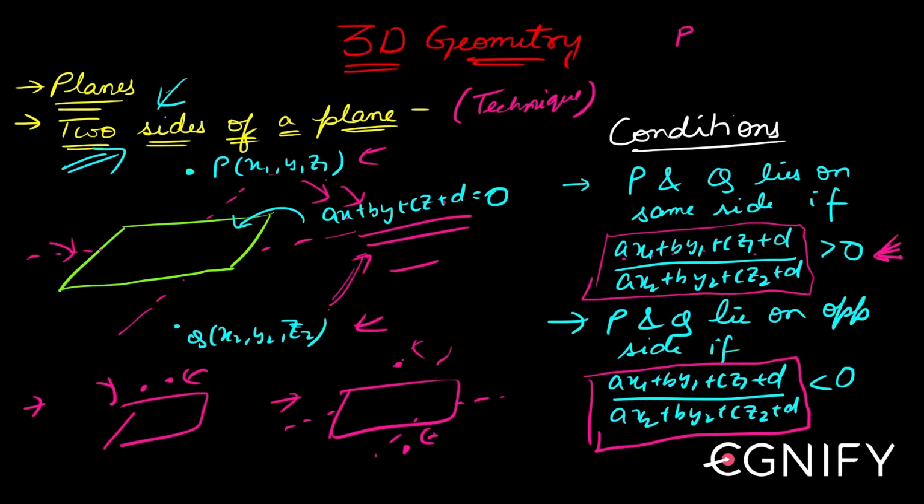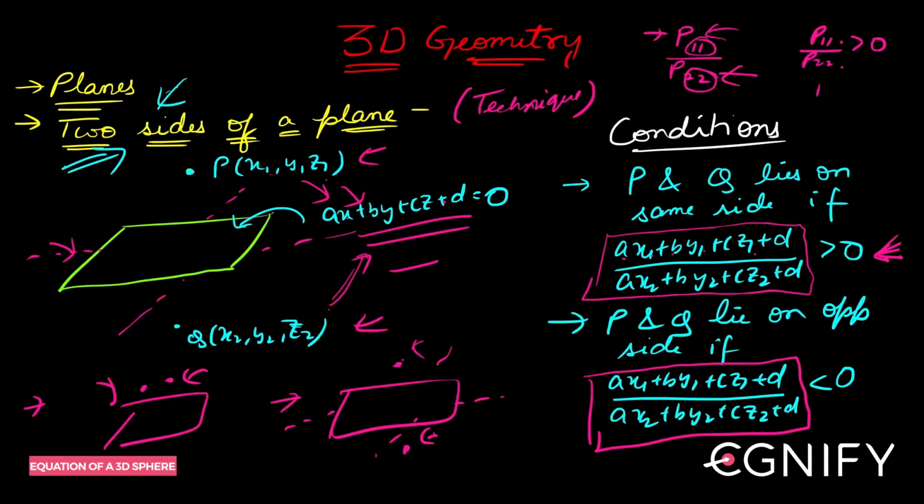So you can write this as P11 divided by P22. P11 means I'm putting point 1 in the plane, and P22 means I'm putting point 2 in the plane. So if P11 by P22 is greater than 0, then 1 and 2 lie on the same side, and if P11 by P22 is less than 0, then 1 and 2 lie on the opposite sides. This is more like a result that you need to remember, and you'll be using this in a lot of problems directly. So with this, we are done with all the topics as far as planes were concerned.